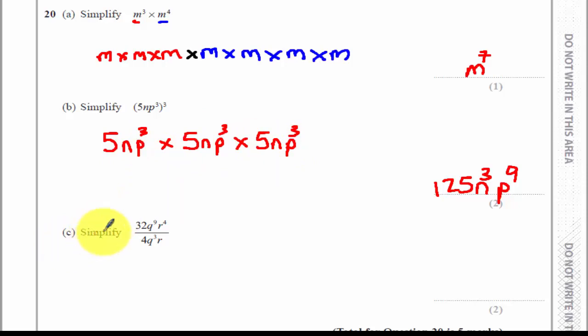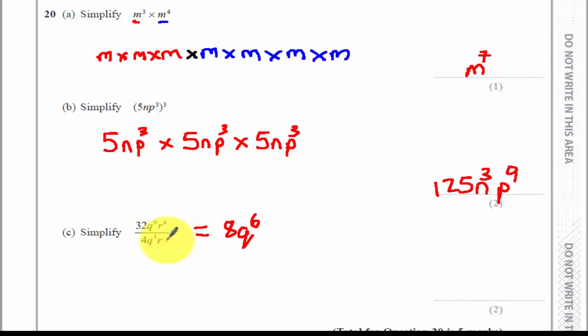Part C, simplify 32 q to the power of 9 r to the power 4 divided by 4q cubed r. Again, if you know the rules, this becomes much easier. Firstly, 32 divided by 4 is 8, and I'll show you in a second why, but when you're dividing, it's the opposite of addition. We can subtract the powers. So q to the power of 9 divided by q to the power 3 is q to the power 6, because 9 take 3 is 6.